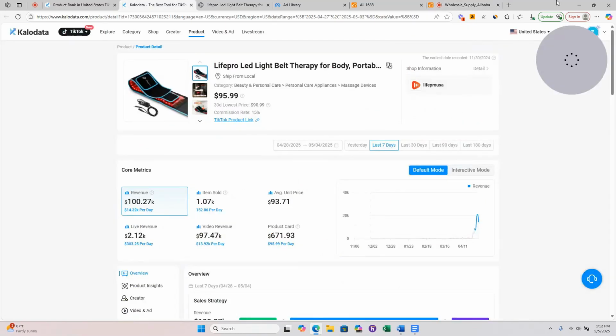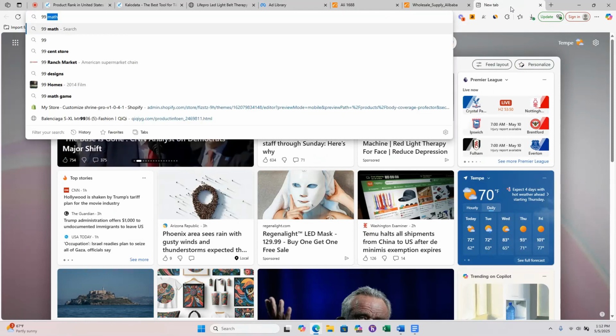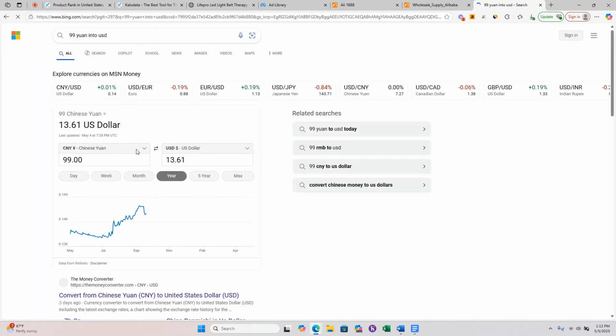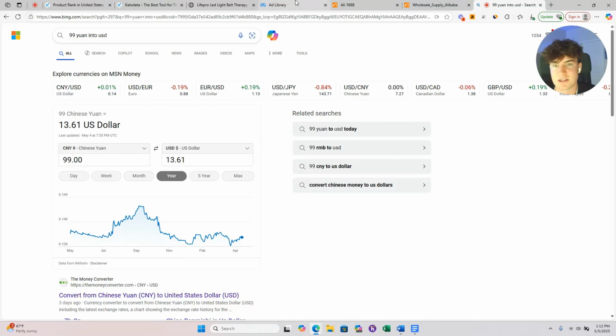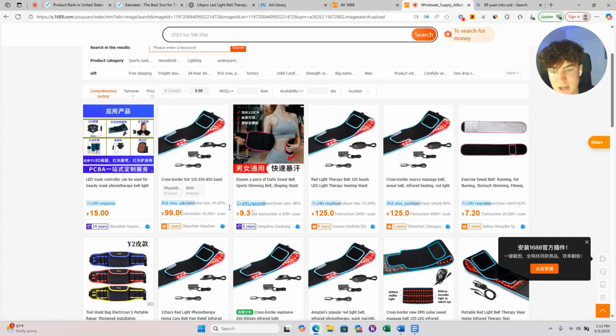So what are these guys selling it for again? They're selling it for $95. So we'll just go into search right here and we'll do 99 yuan into USD. All right, so 99 yuan into USD is $13. So they're getting this product for $13 and selling it for $95. That's a really good profit margin.